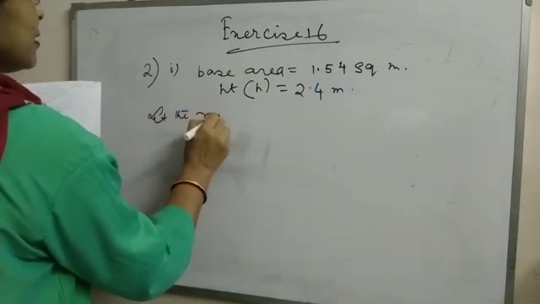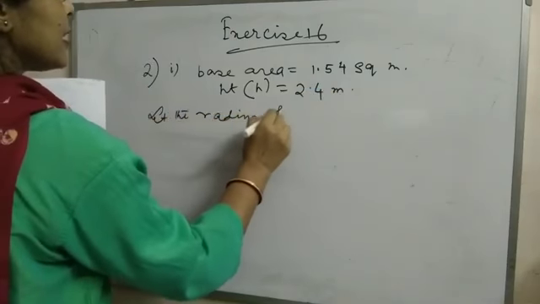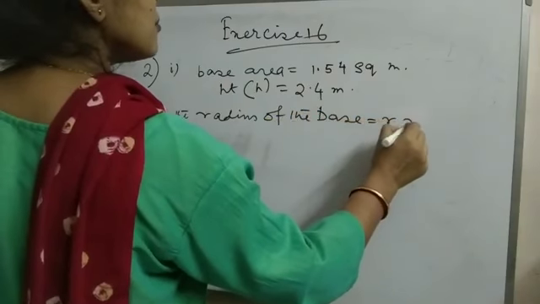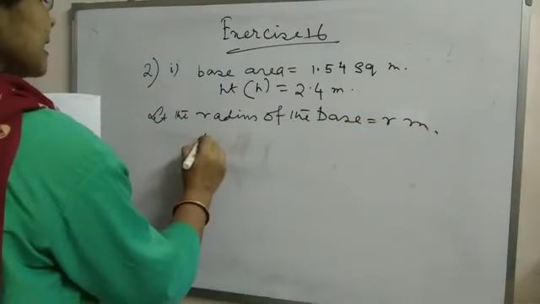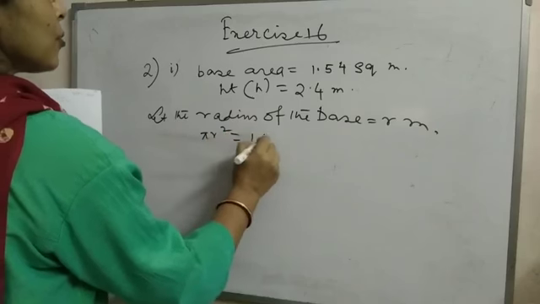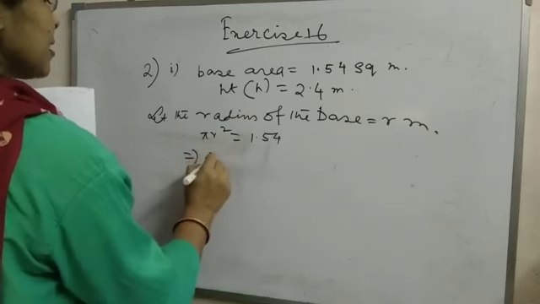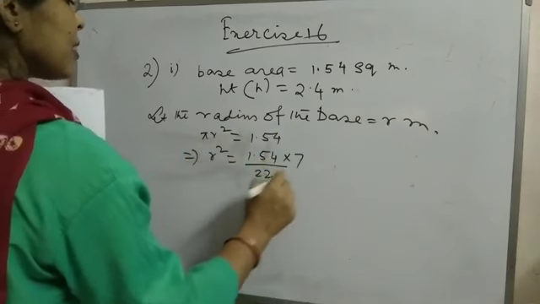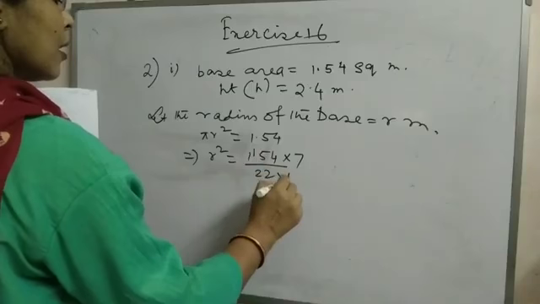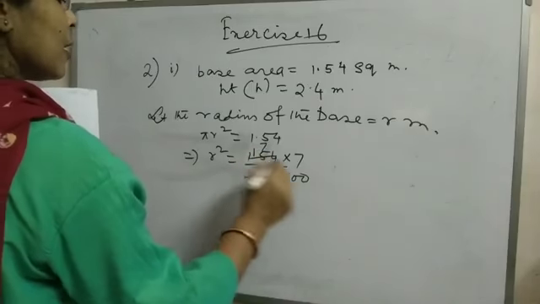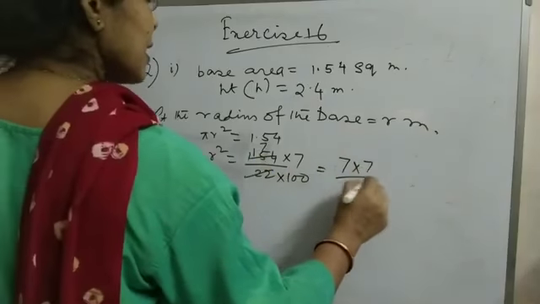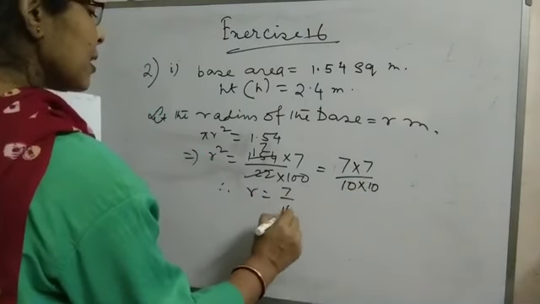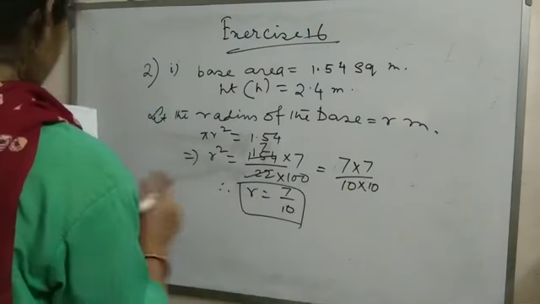Let the radius of the base equal r meter. So base area pi r square equal to 1.54. This is given, r square equal to 1.54 by 22 into 700. So 7 into 7 by 10 into 10. Therefore r equal to 7 by 10.